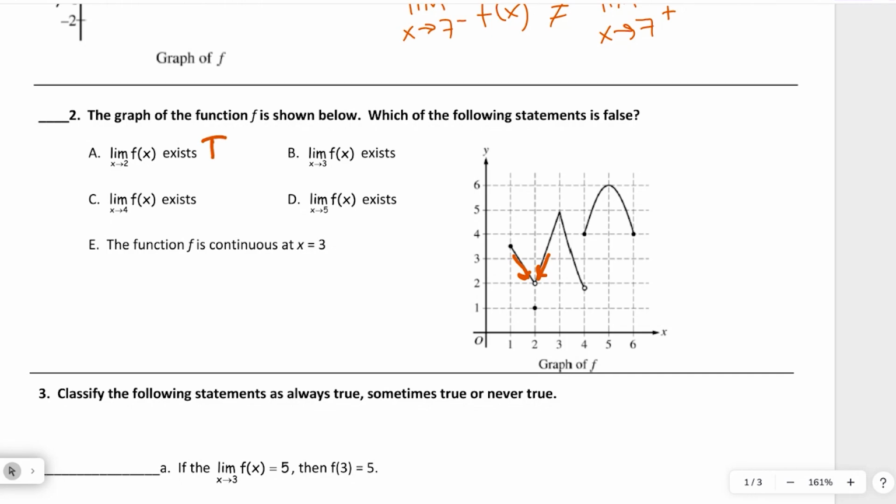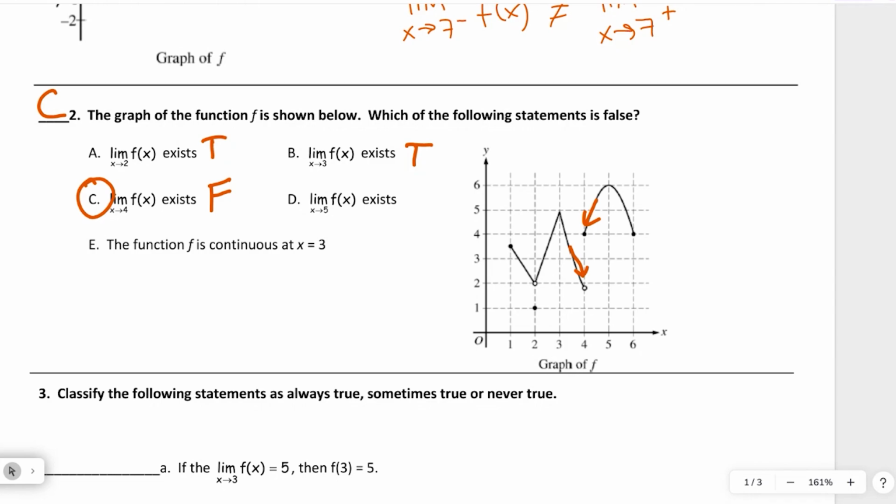B says the limit as x approaches 3 exists. So looking from the left and the right, same reasoning here. The limit as x approaches 3 does exist. That's a true statement. The limit as x approaches 4 exists. This is going to be a false statement. Anytime you have a jump where the left-hand limit doesn't equal the right-hand limit, that's going to be a false statement. So I'm pretty sure that's going to be my answer.